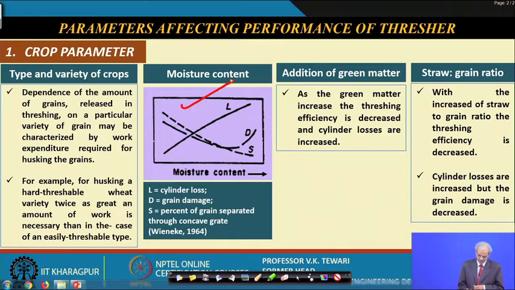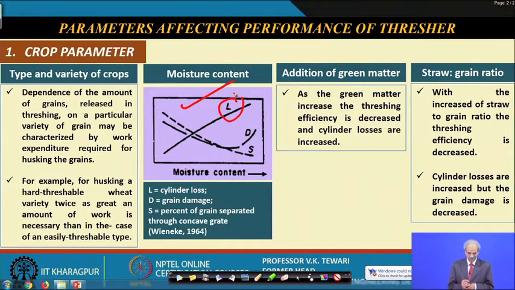Now, you can see in this particular graph that as the moisture content of the crop increases, there is an increase in the grain cylinder loss, and it is quite obvious. Similarly, if the moisture content increases, the grain damage also increases. Now, this needs to be looked into properly, because you see that the variation here is that initially the losses decrease, and then at some point they start increasing.